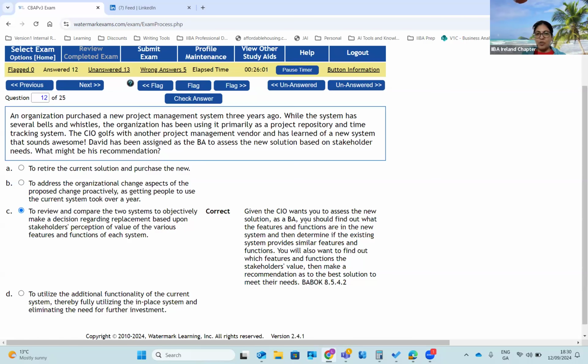Given the CIO wants you to assess the new solution as a BA, you should find out what the features and functions are in the new system and determine if the existing system provides similar features and functions. You will also want to find out which features and functions the stakeholders value, then make a recommendation.